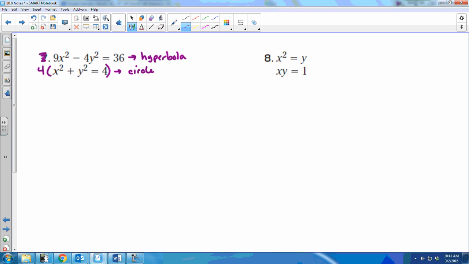You multiply the entire equation. So you have 9x squared minus 4y squared equals 36 from the first equation. And you multiply the second one by 4, so you have 4x squared plus 4y squared equals 16. Because the signs are opposite, that means I'm going to add the two equations together. So what is 9x squared plus 4x squared?